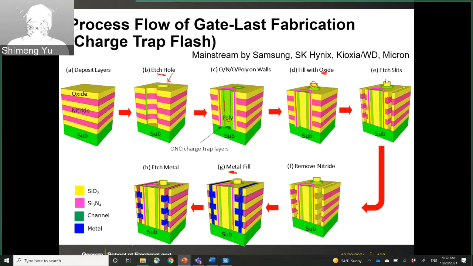And after that, we etch the slits. So basically, you cut the word lines. And after that, we remove the pink region, which is the nitride, because here we have to refill with the metal to fabricate the word line. So here the blue part is the metal, and after that we etch through the metal. So this is the key steps for the fabrication.